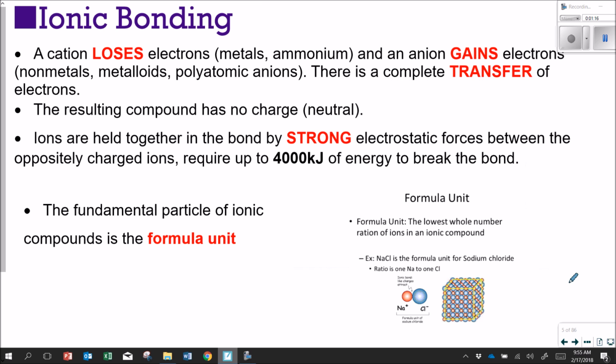In ionic bonding, a cation loses electrons and an anion gains electrons. We've talked about that before. There is a complete transfer of electrons. The resulting compound has no charge and is neutral, and the ions are held together by very strong electrostatic forces between the oppositely charged ions. It can require up to 4,000 kilojoules of energy to break an ionic bond. Remember that the fundamental particle of ionic compounds is the formula unit.